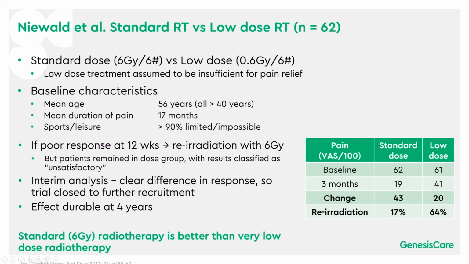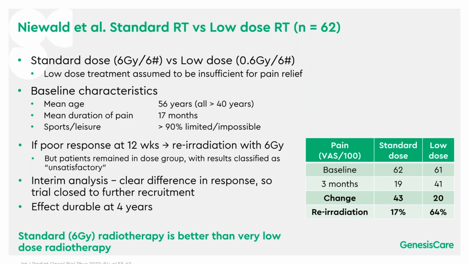So in the Niewald trial, it was a standard dose of radiotherapy, 6 Gray in 6 fractions, versus a very low dose, 0.1 Gray per fraction times 6. And the low dose treatment was assumed to be insufficient for pain relief, which is why I say perhaps one could see it as a control. The mean age was 56 years, all had to be over 40 years in terms of the eligibility for the trial. Mean duration of pain was 17 months, and more than 90% of patients found that sports and leisure was limited or impossible.